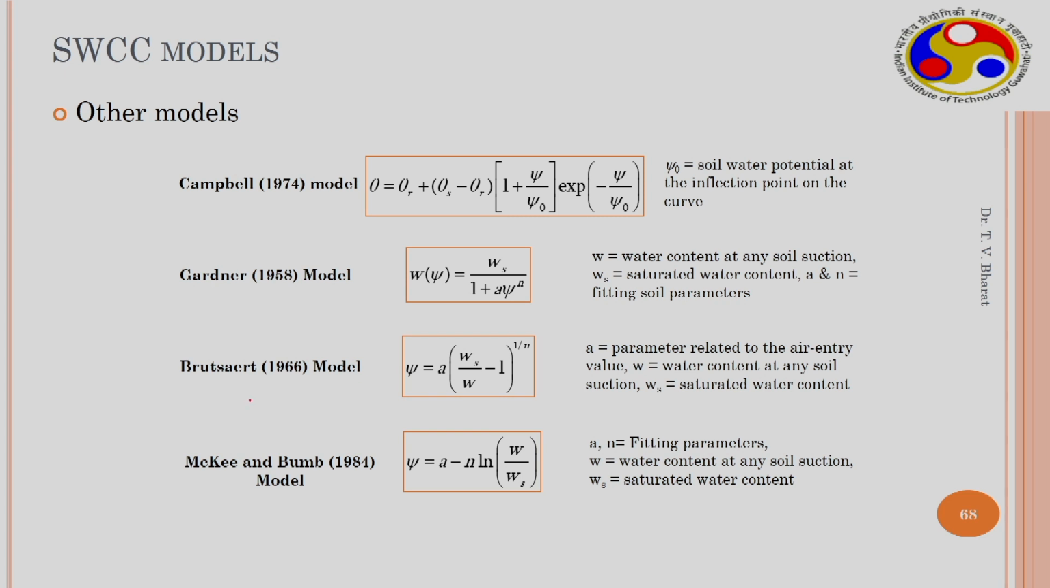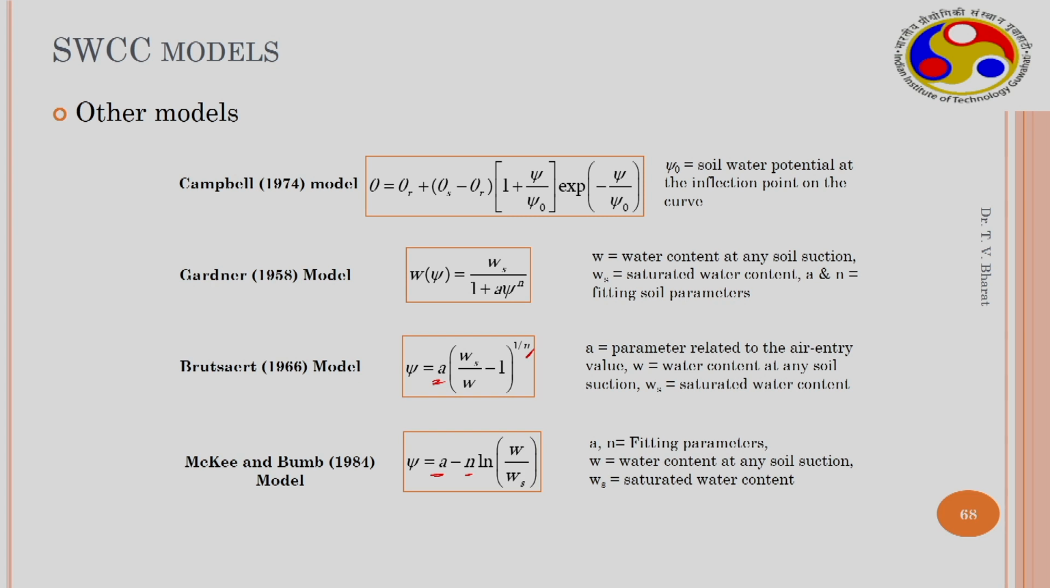Similarly, the Brooks-Corey-type model, where psi is equal to A times (Ws by W minus 1) whole power 1 by n. Here A and n are fitting parameters or model parameters, and the others are similar to before. And the McKee and Bumb model, psi is equal to A minus n log of W by Ws. Here again A and n are fitting parameters, W is the water content at any given suction, and Ws is the saturated water content.